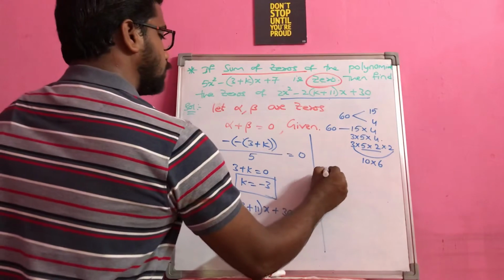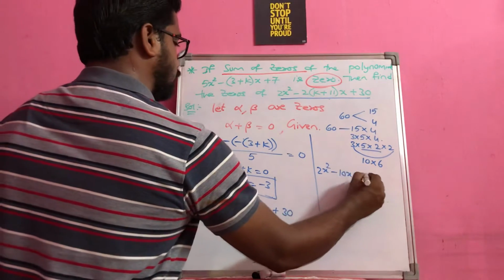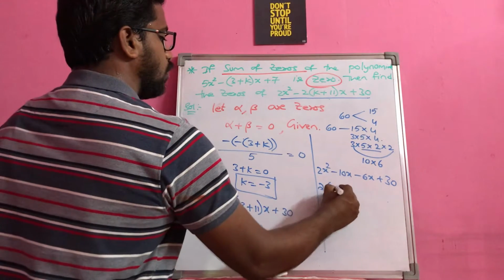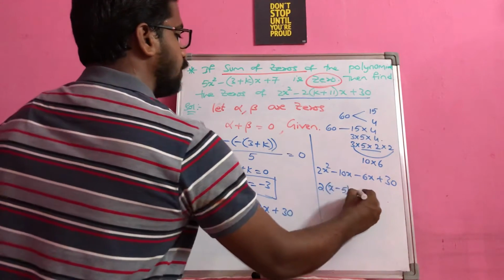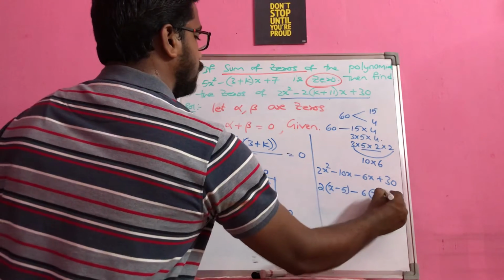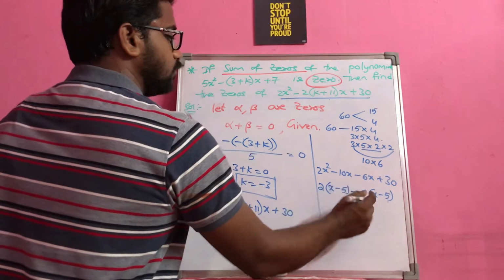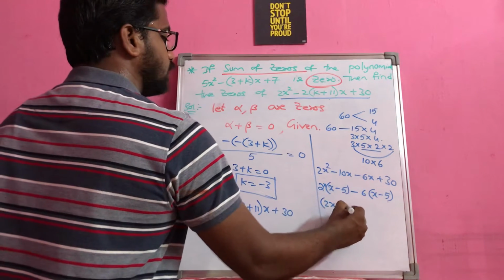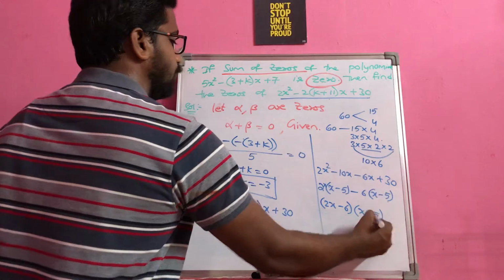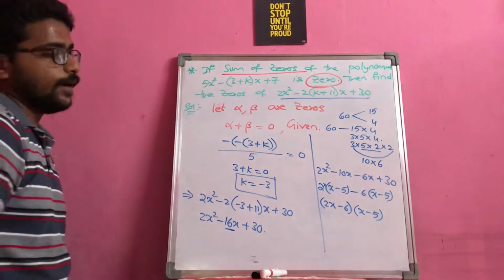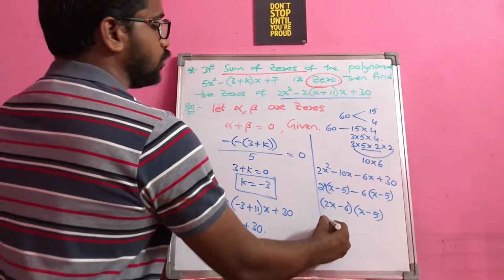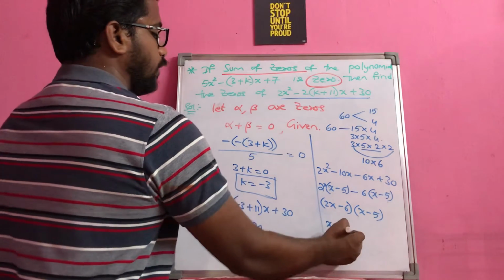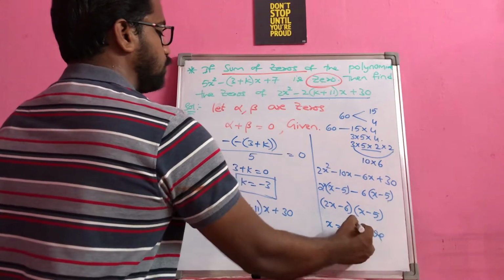So 2x square minus 10x minus 6x plus 30. 2x can be taken common from the first two terms, giving x minus 5, and minus 6 can be taken common from the last two, giving x minus 5. So finally 2x minus 6 into x minus 5. If you have to get zeros, what you have to do? You have to equate individual terms to 0. That means x is equal to 3 and 5 are the zeros of this polynomial.